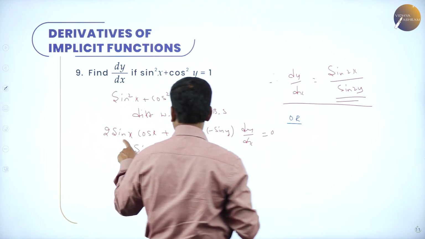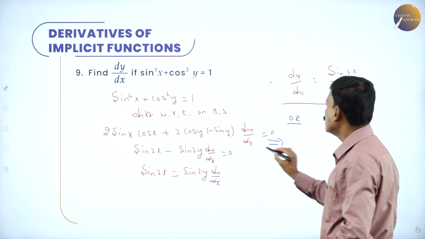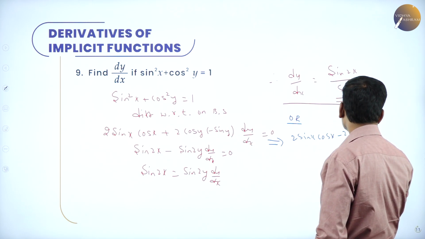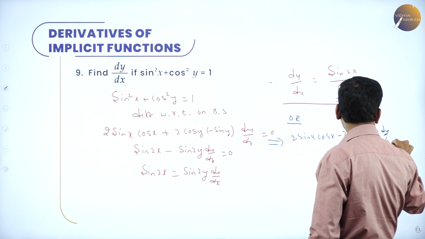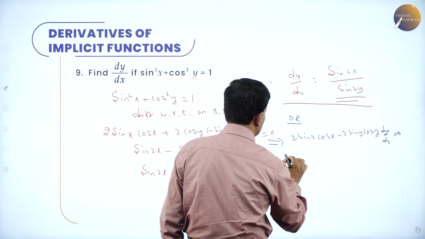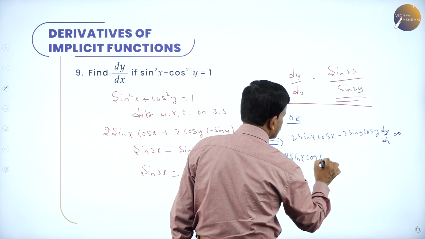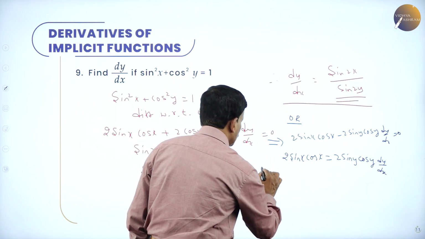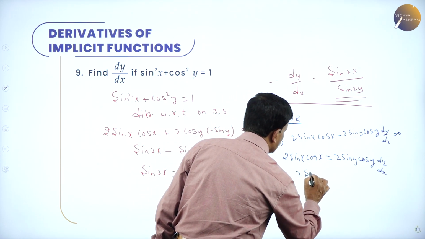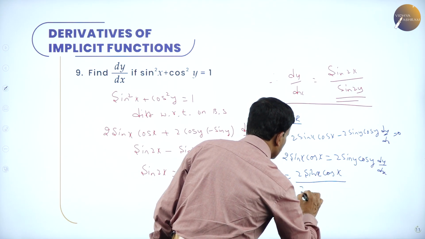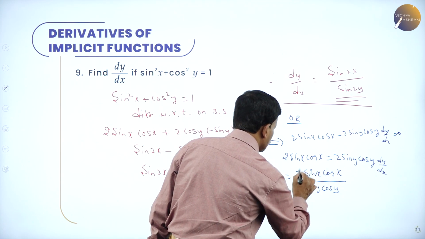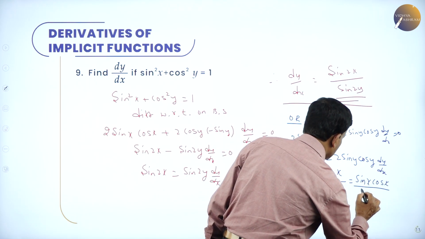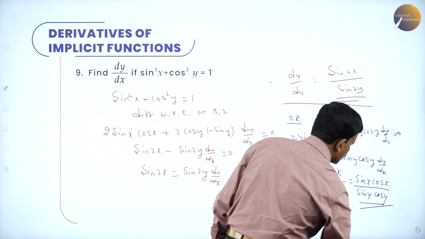From this step, I can write 2 sin x cos x minus 2 sin y cos y dy by dx is equal to 0. Transferring this, we get 2 sin x cos x is equal to 2 sin y cos y dy by dx. So dy by dx is equal to 2 sin x cos x divided by 2 sin y cos y. The 2 and 2 get cancelled, so you can write sin x cos x divided by sin y cos y. This is the required answer.